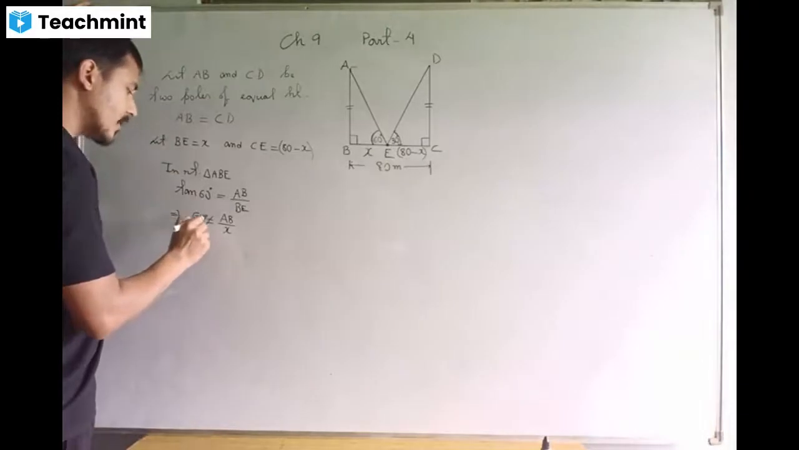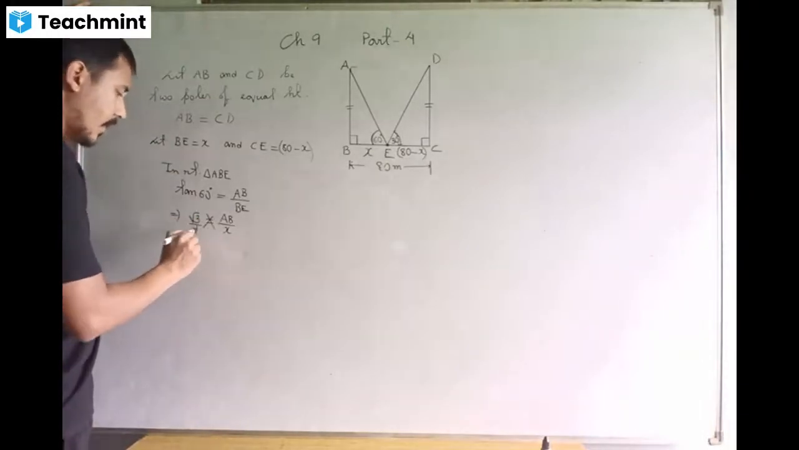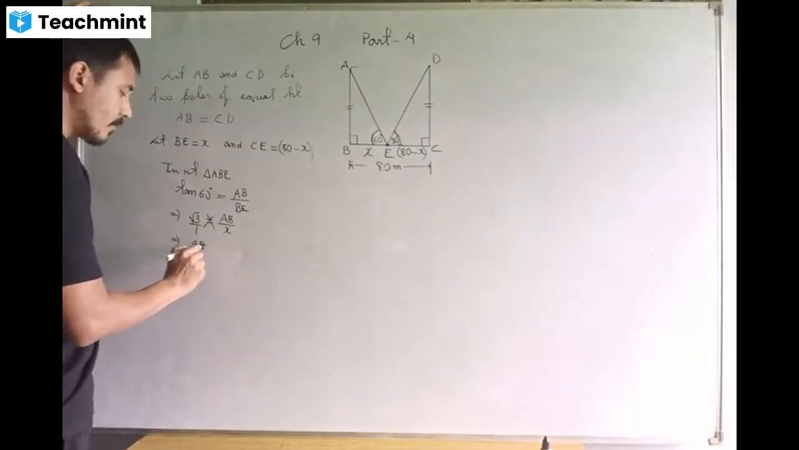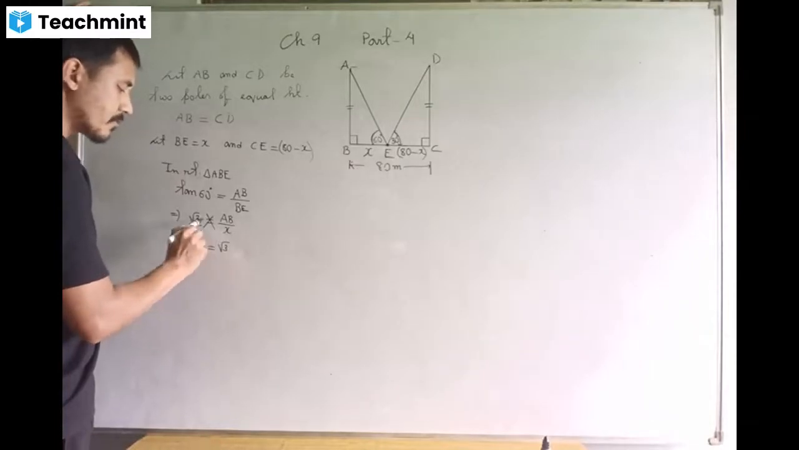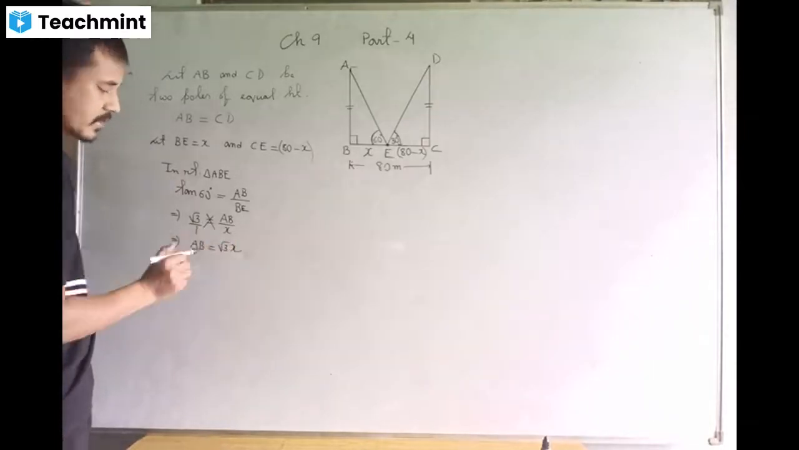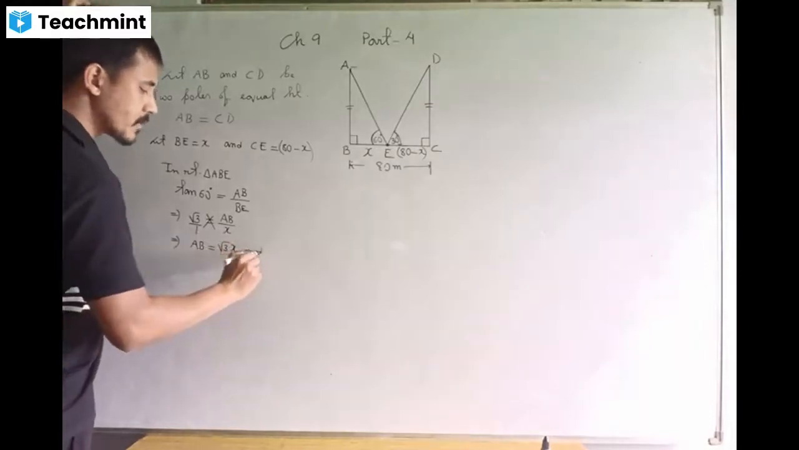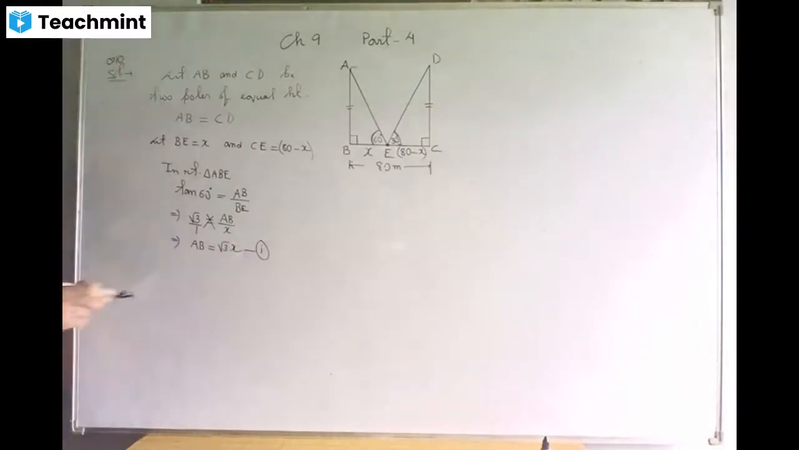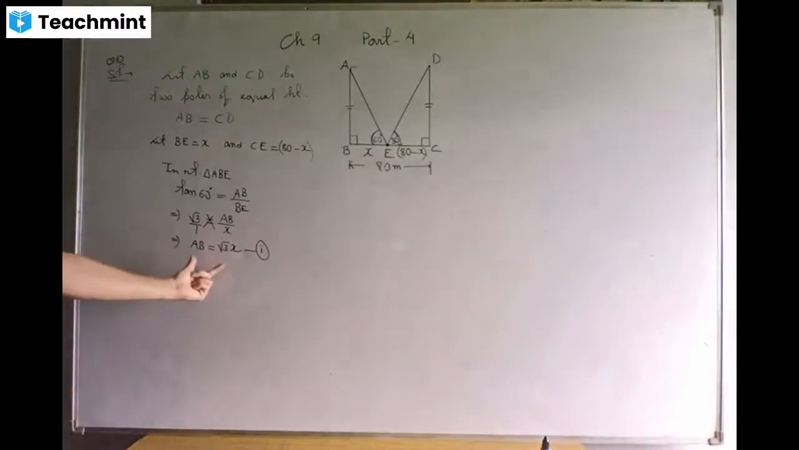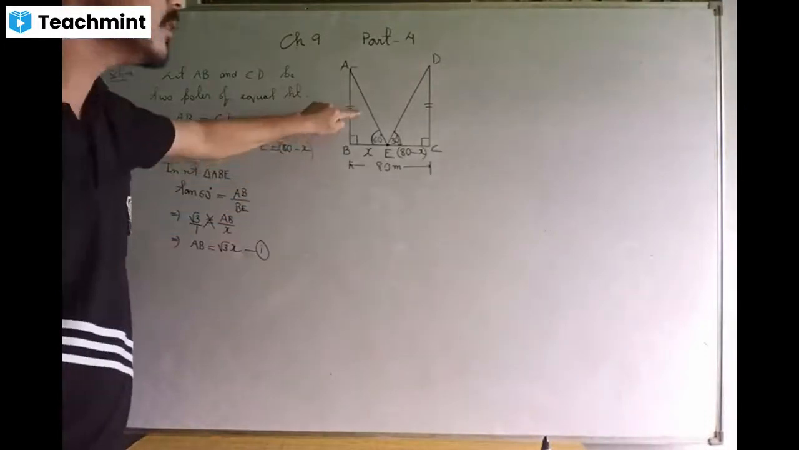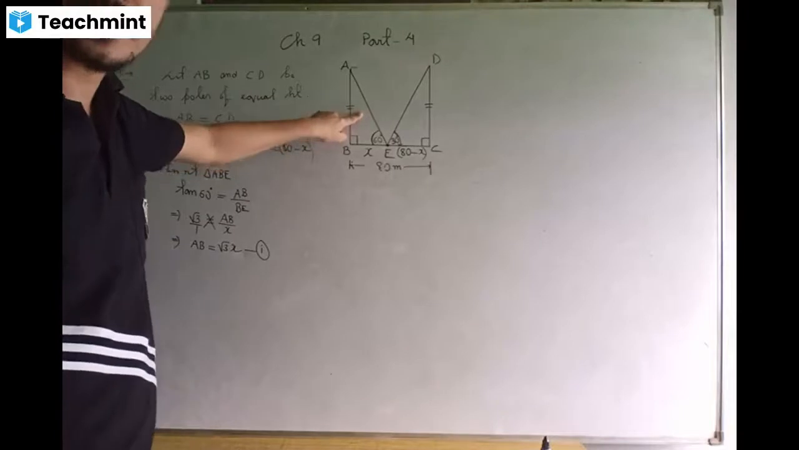So if you cross multiply, AB times 1, AB would be equal to square root of 3 times x. Since x is unknown, AB is also unknown, so we will make it equation number 1. This is the information that we obtained from the first right triangle.